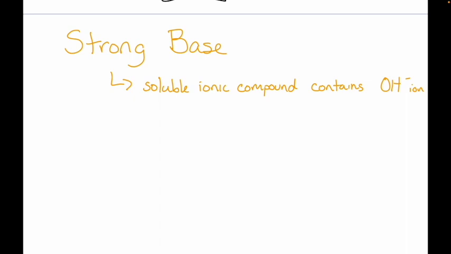And what does it mean to be ionic? If I'm looking at the periodic table, how can I tell that I have an ionic compound? Metals and nonmetals, right? So in particular, your cation is going to be a metal here. So for example, sodium hydroxide. I have that sodium metal in there, that hydroxide compound, so I know that this compound would be a strong base. All right, that OH is the giveaway here.